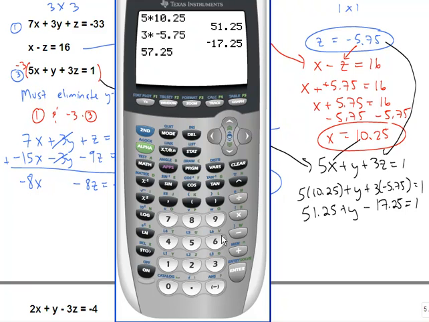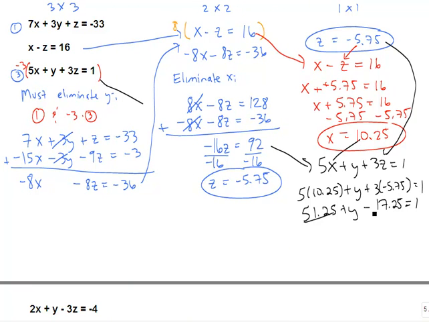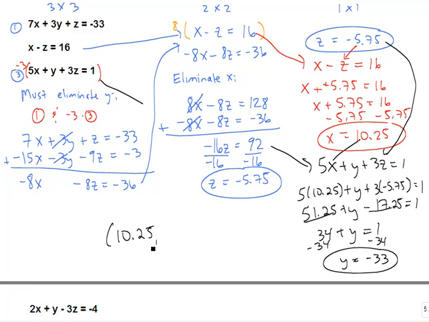And if we do 51.25, whoops, typo there, 51.25 minus 17.25, that gives me 34. So this minus this is 34 plus y equals 1. Subtract 34 and I get y equals negative 33. So my final answer, x was 10.25, y was negative 33, and z was negative 5.75. And here's my final ordered triple.